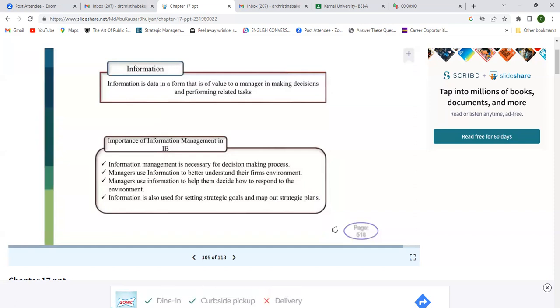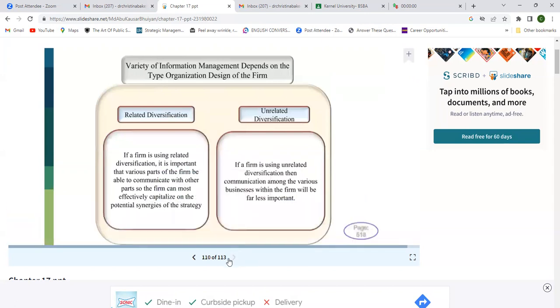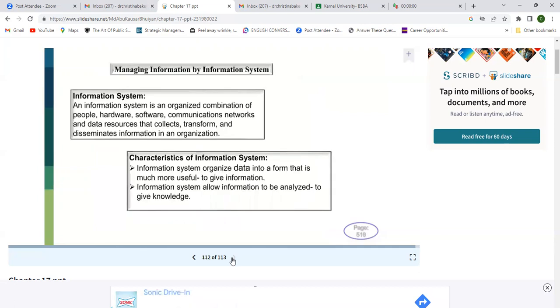Information is data in a form that has value to the manager in decisions and in performing related tasks, or information management necessary for the decision-making process. Managers use information to better understand the firm's environment, and to help them decide how to respond to the environment. Information is used for setting strategic goals and mapping out the strategic plan. Related diversification and unrelated, centralized, decentralized.